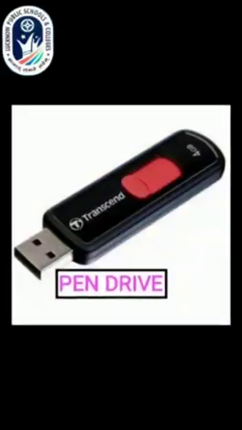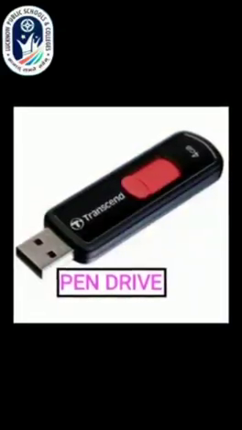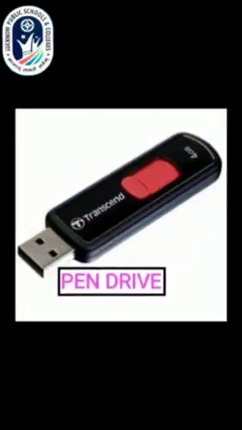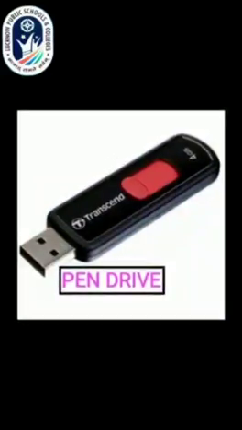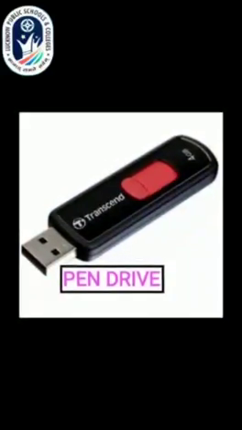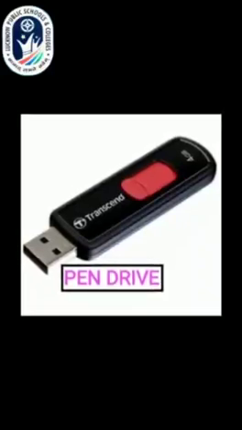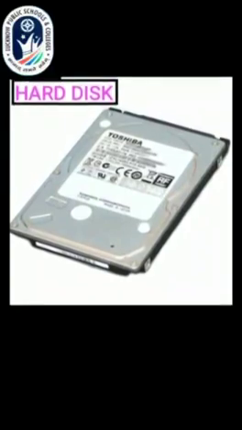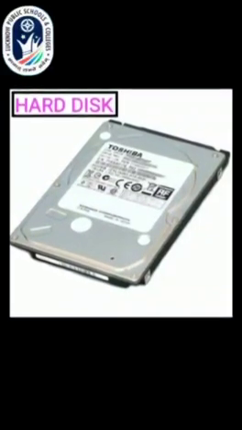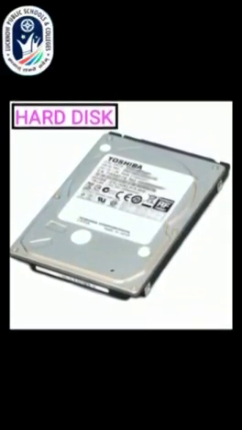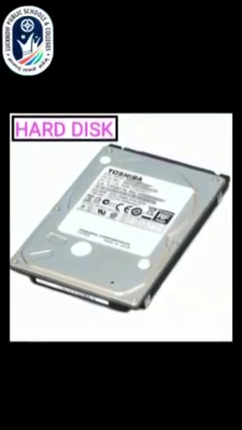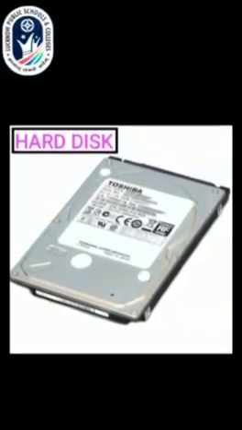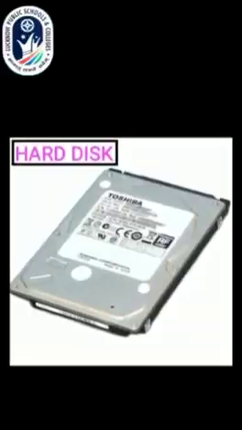Now see, children, this is a pen drive. It is very small in size but can store more data than a CD. It can be carried from one place to another very easily. See, this is a hard disk. It is rectangular in shape. It can store a large amount of data. It is usually present inside the CPU cabinet.